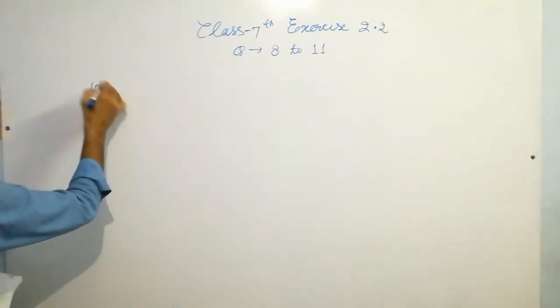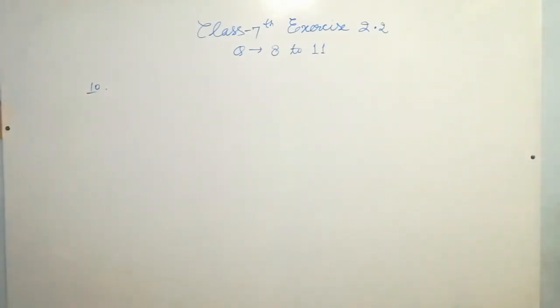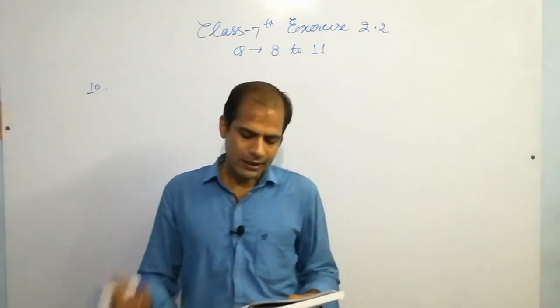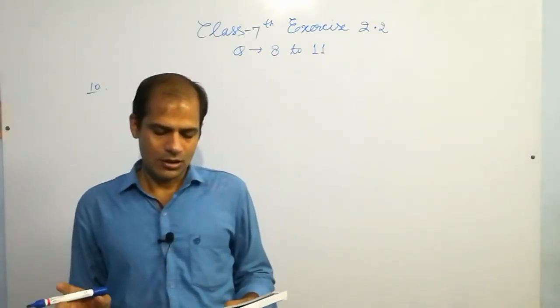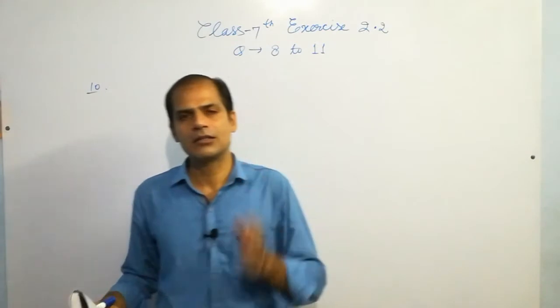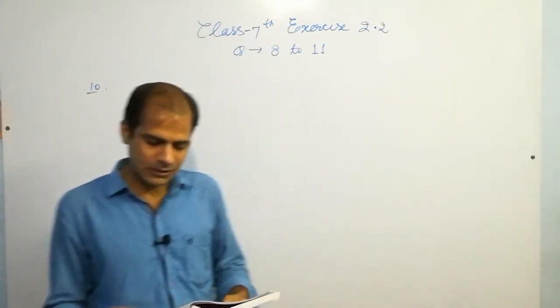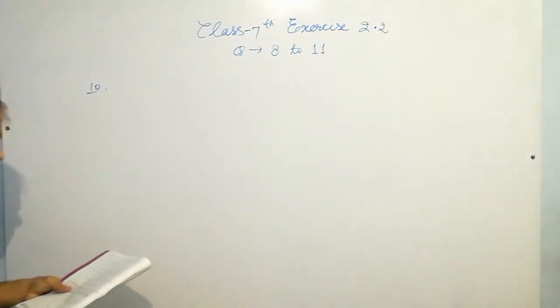Question number 10. The 10th question is, a piece of wire is of length 8 and 1/4 meter. It is cut into two pieces. Means एक वायर है, उसको हमने कट किया है, मीन्स दो पीस में डिवाइड किया है. So length of one piece is 4 and 3/5 meter. What is the length of other piece?